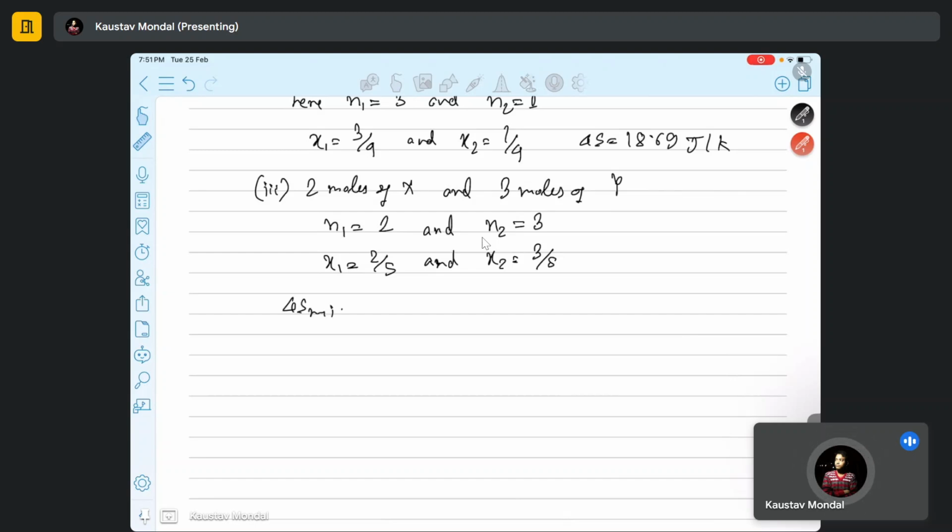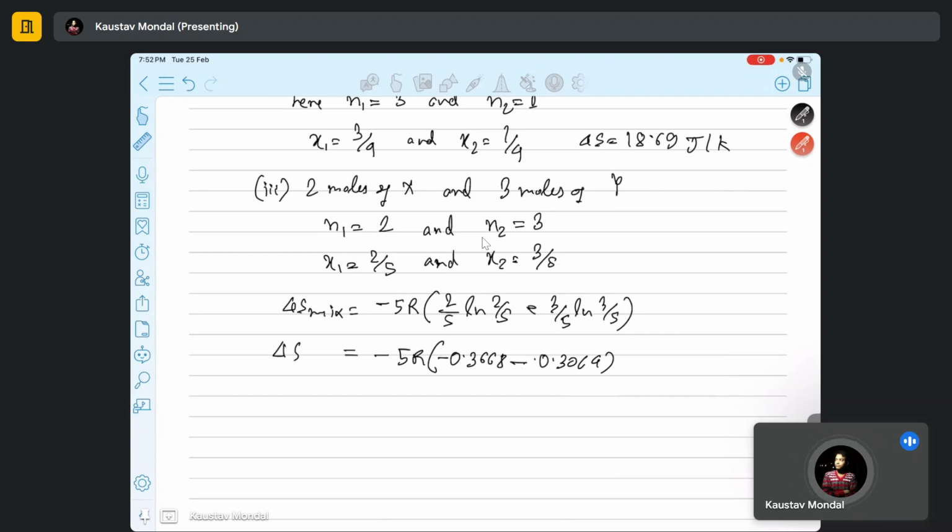delta S mix will be minus 5R (2 by 5 into ln 2 by 5 plus 3 by 5 into ln 3 by 5). This simply gives you minus 5R into (minus 0.36685 minus 0.3064), which gives you delta S mix of 27.97 joule per Kelvin.